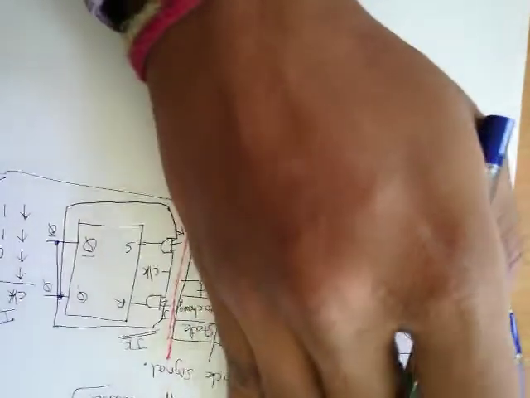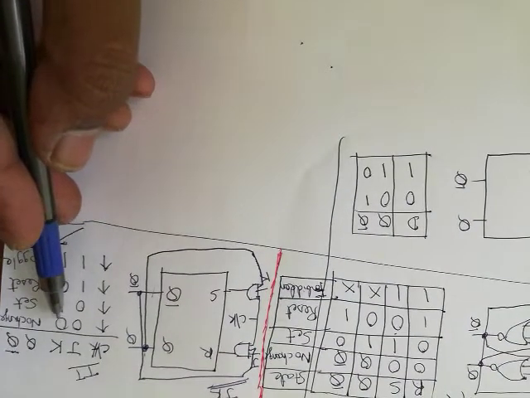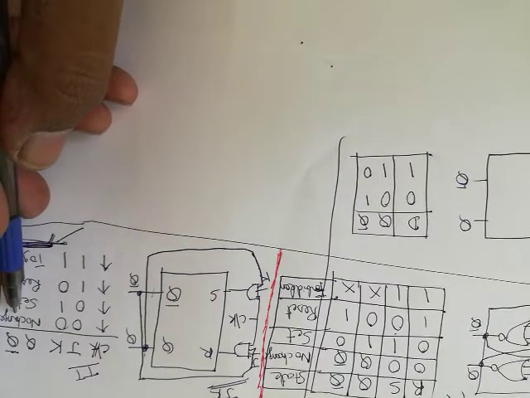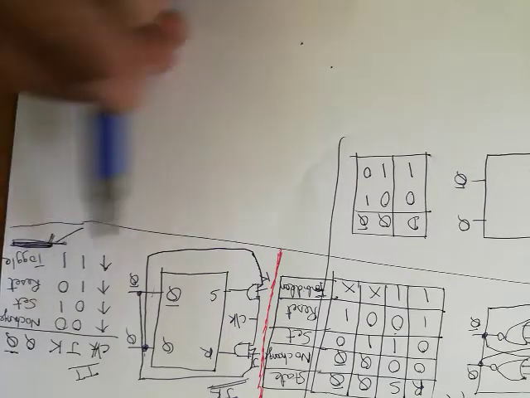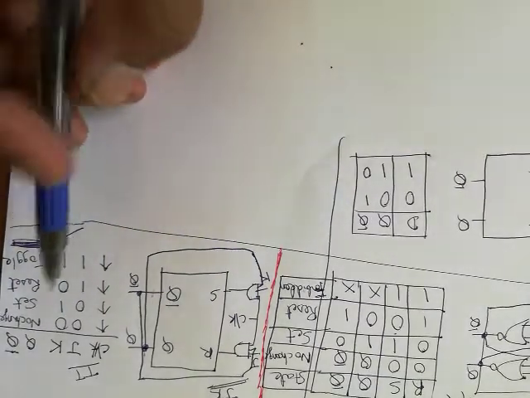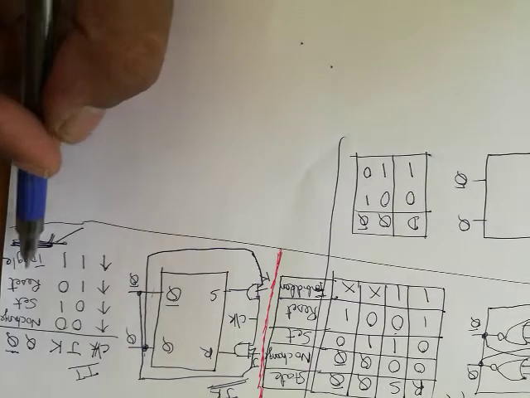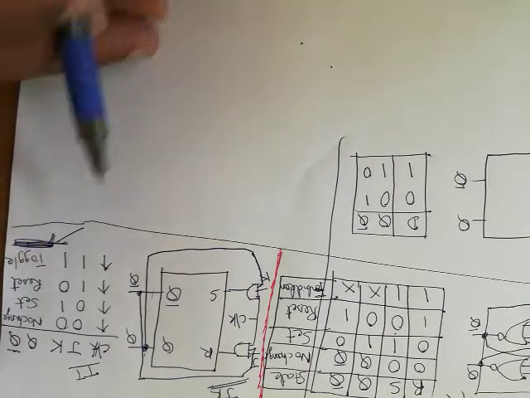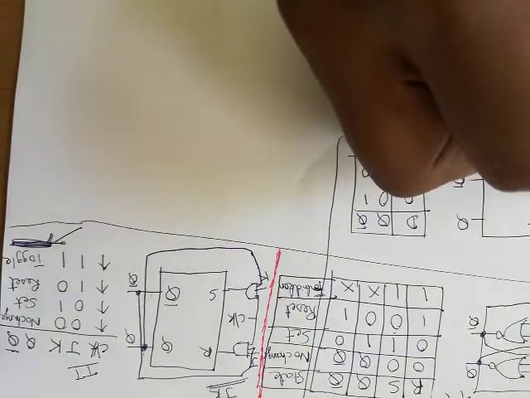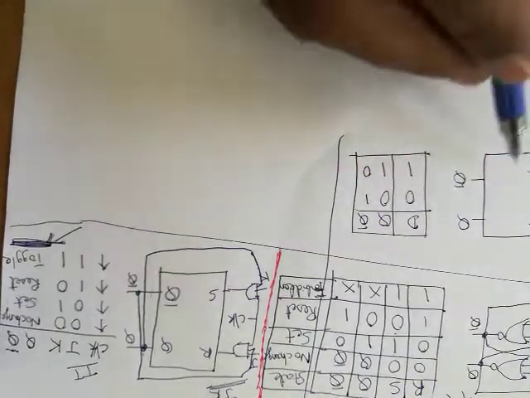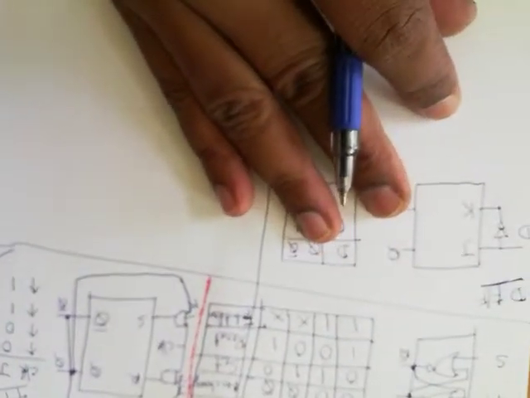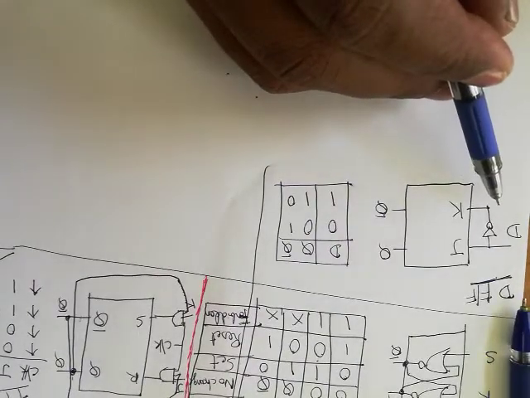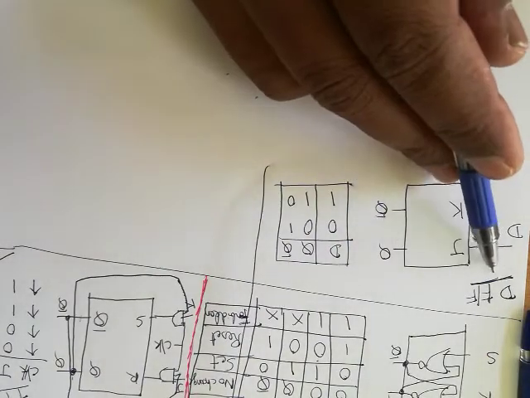How we are converting JK to D flip-flop is, observe that if J and K are shorted, for 0 the output is not changed, for 1 the output is toggled. So this is not our D flip-flop. This will become a toggle flip-flop. We want set and reset conditions. So if we add a NOT gate here, our JK flip-flop will act as a D flip-flop.